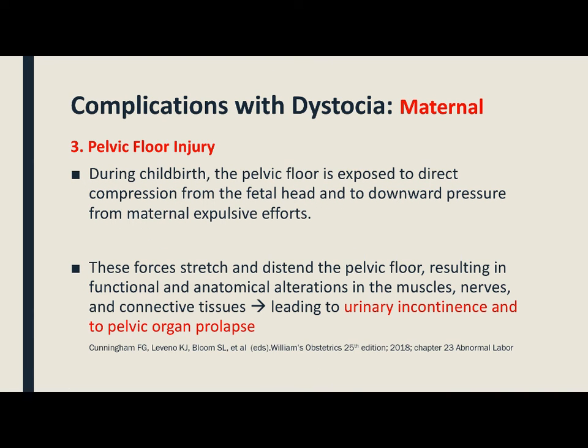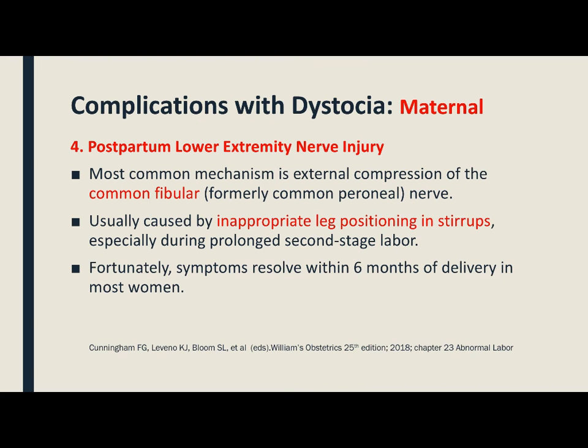Third complication is pelvic floor injury. During childbirth, the pelvic floor is exposed to direct compression from the fetal head and to downward pressure from maternal expulsive efforts. And these forces stretch and distend the pelvic floor, resulting in functional and anatomical alterations in the muscles, nerves, and connective tissues, and thus leading to urinary incontinence and pelvic organ prolapse.